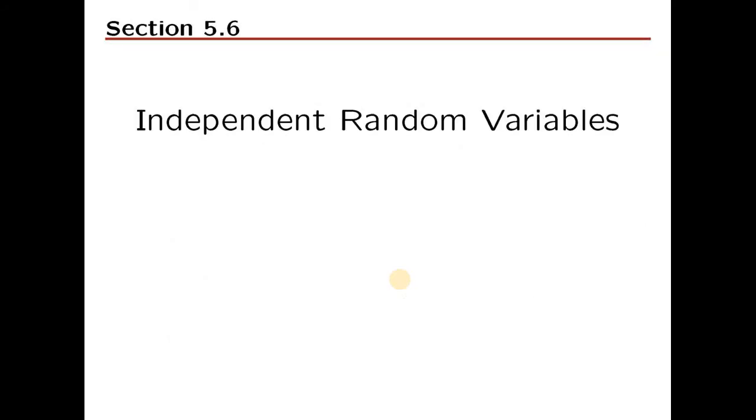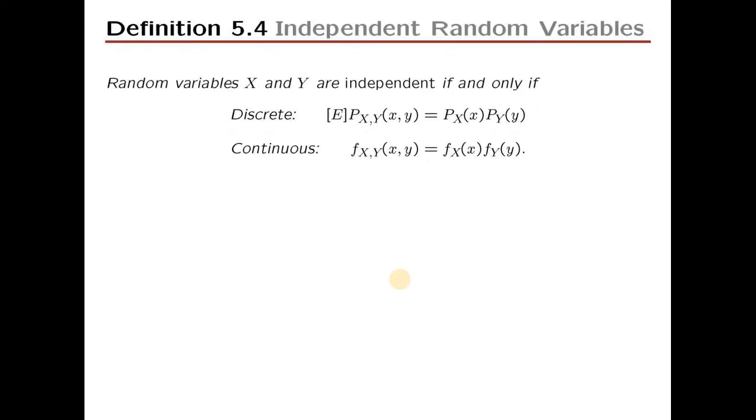Now the next concept that we will look at is independent random variables. If you remember, in the case of discrete random variables, a pair of random variables x and y are independent if and only if the joint PMF is equal to the multiplication of the marginal PMFs. Similarly, in the case of continuous variables, the joint PDF must be equal to the multiplication of the marginal PDFs. If this holds, then we say that x and y are independent random variables.